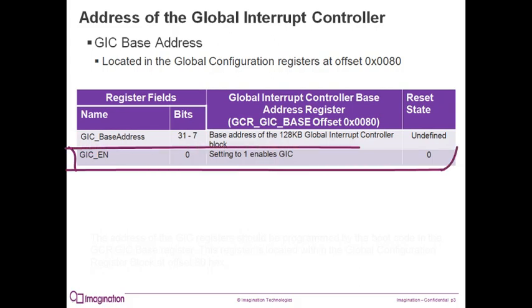The GIC EN field controls the enabling of the GIC. Once the boot code configures the GIC, it should enable it by setting this bit.